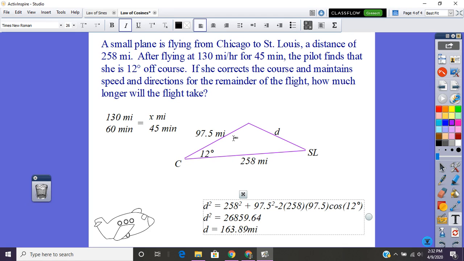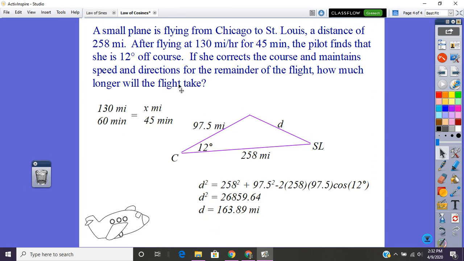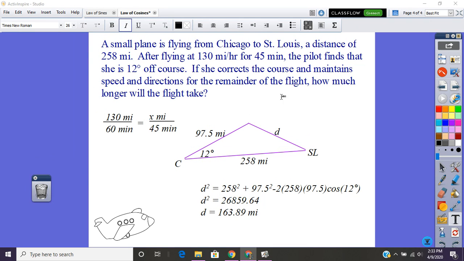163.89 miles. All right. Well, unfortunately, that's not our final answer because it doesn't ask how far she has to go. It says how much longer will the flight take. So using the same proportion that we had up here, we're going to actually determine how long that will take. So we're going to set up another proportion. So 130 miles in 60 minutes. This time I know how many miles I'm going. I'm going 163.89 miles. And we're going to say this is going to be m minutes.